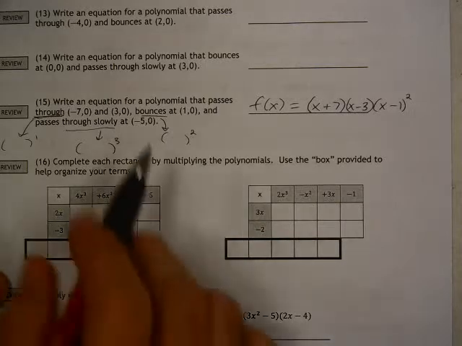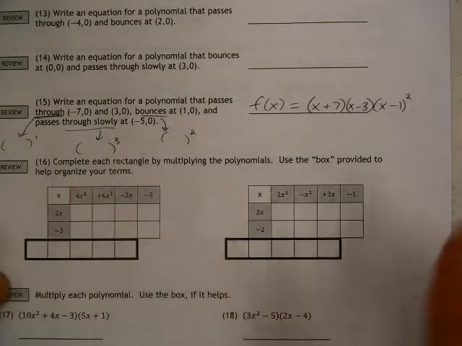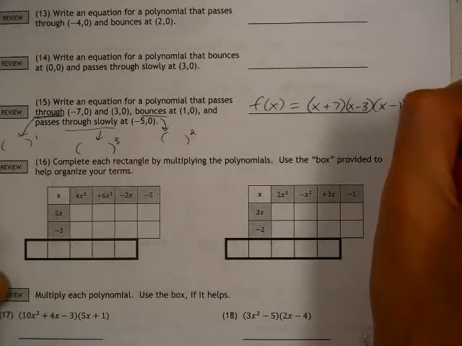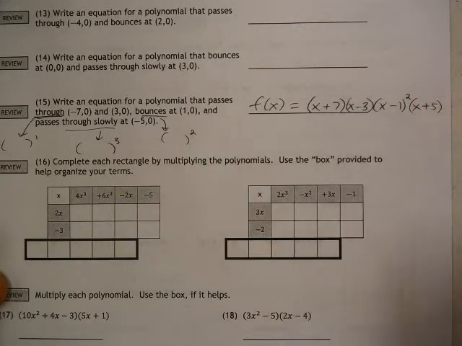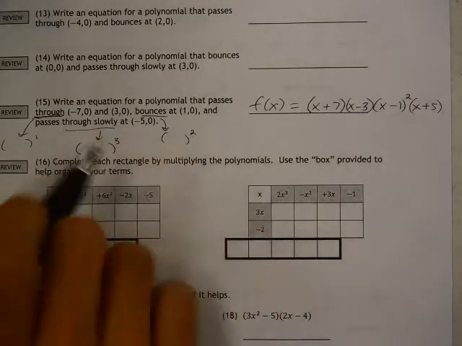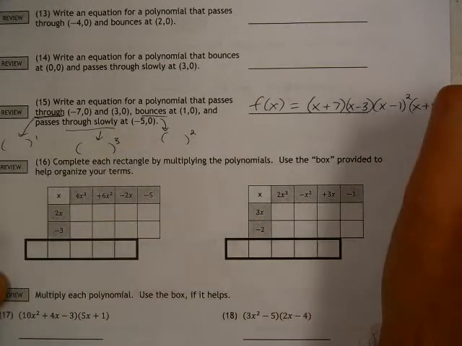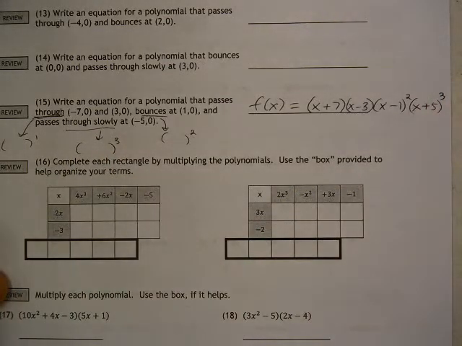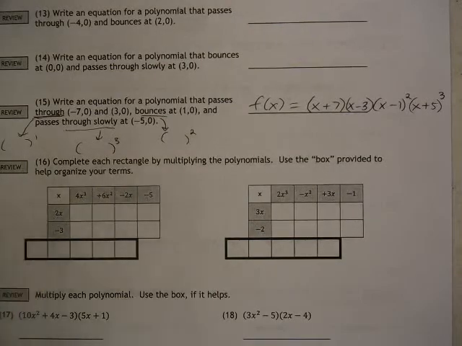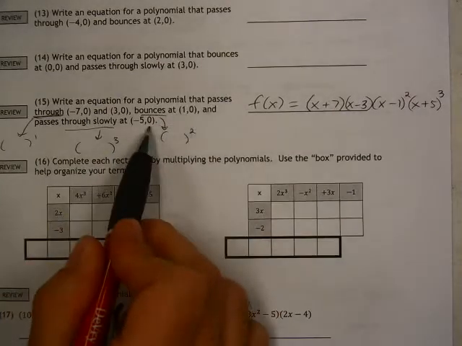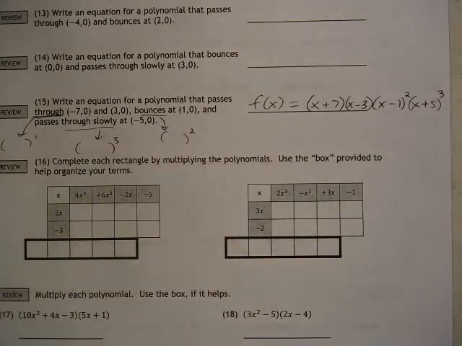And then I have one last factor to deal with, which is the (-5, 0). That becomes x plus 5. And again, since it passes through slowly, it's cubed, which means we have a cube there. And then I'm done. There's my 4 factors. There's all 4 points represented with the correct exponents. And number 15 is finished.